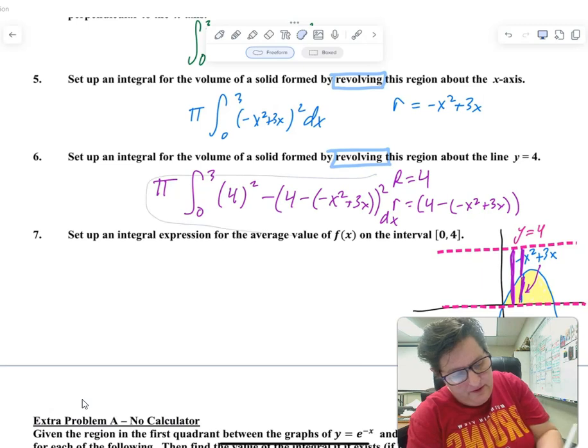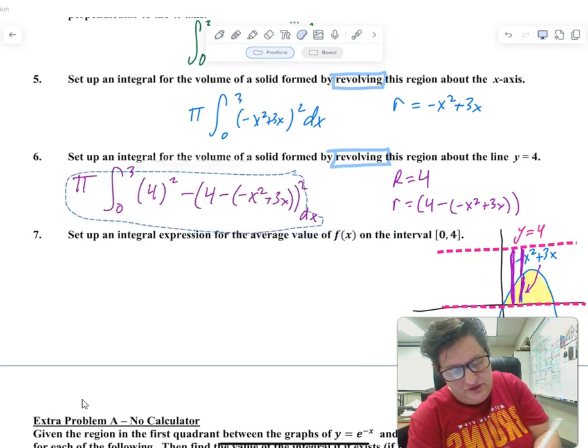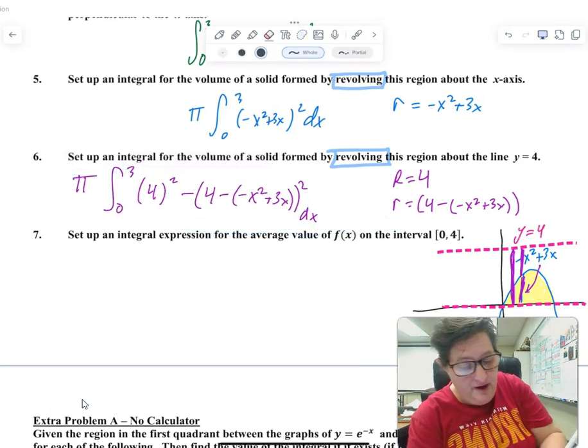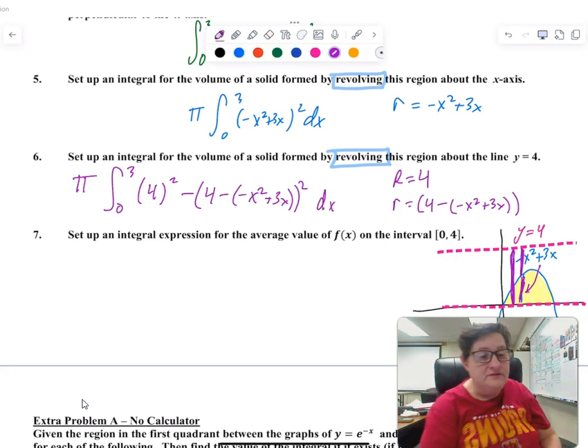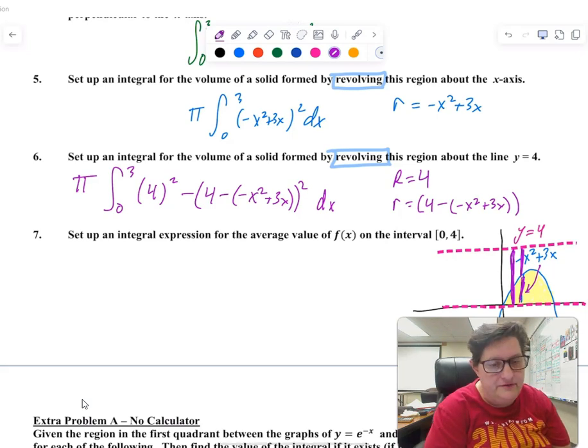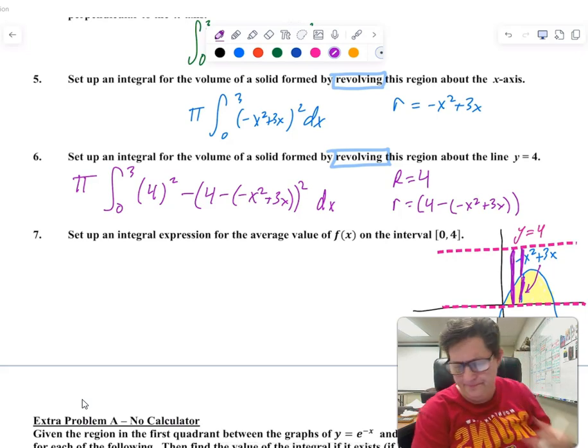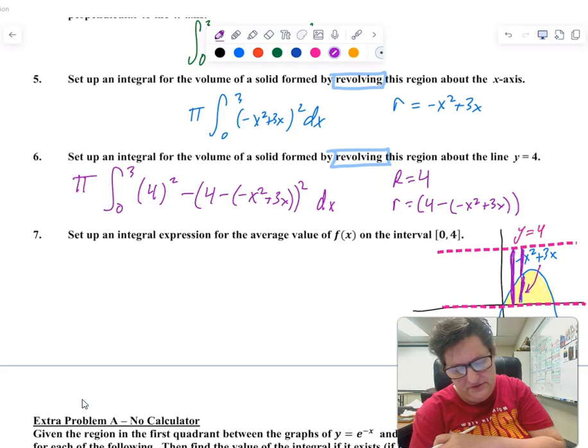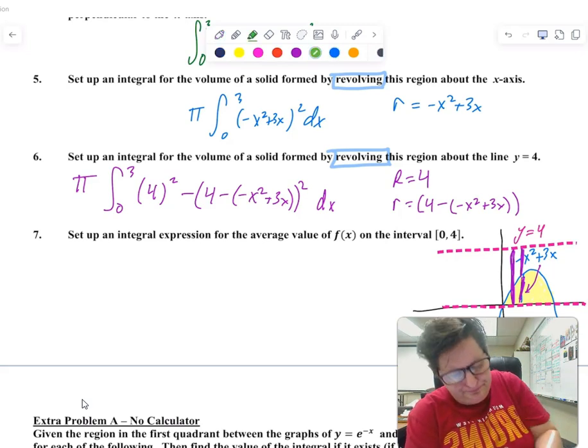Okay. So with volume rotations, we're just always thinking pi r squared and getting the radius and stuff. With volume cross sections, we're integrating the area of that shape. All right. Let's see, that was number 6. Okay, good. And then last, you do need to know average value of the function.